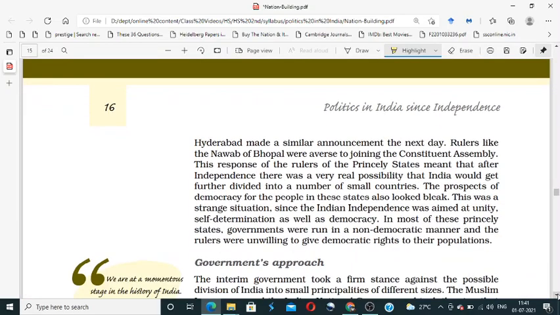All of them had to be united with either India or Pakistan. Those which lay within the geographical limits of Pakistan had to integrate with Pakistan, and those within India had to integrate with India.